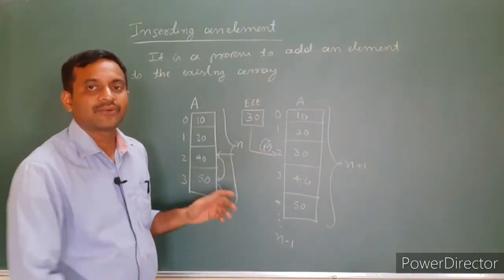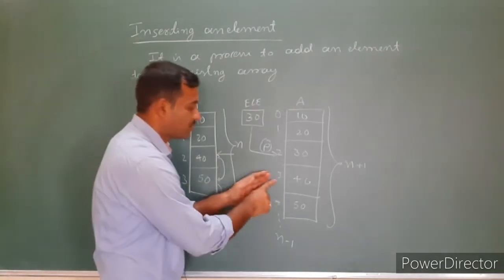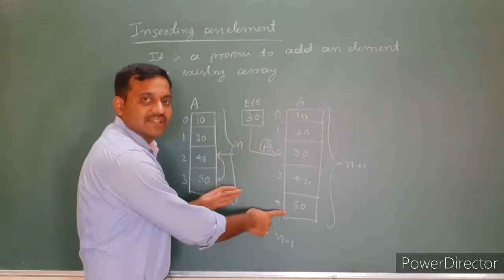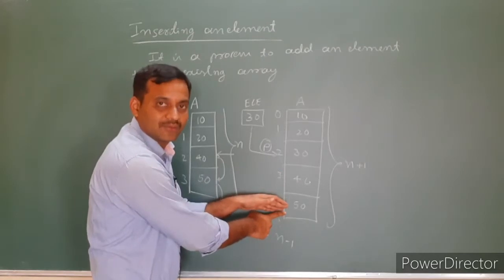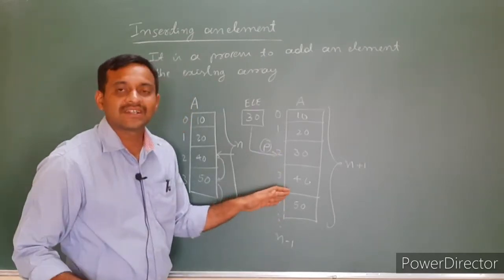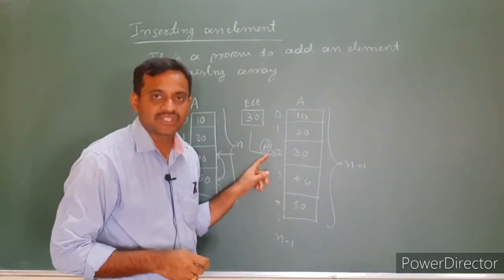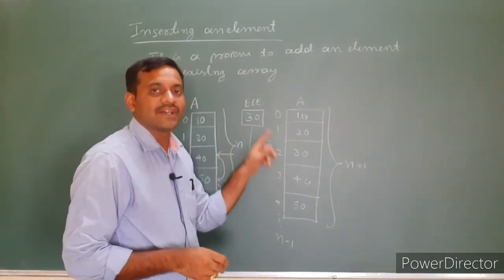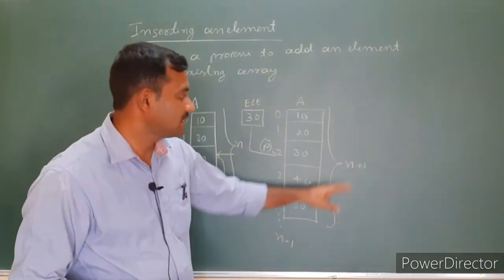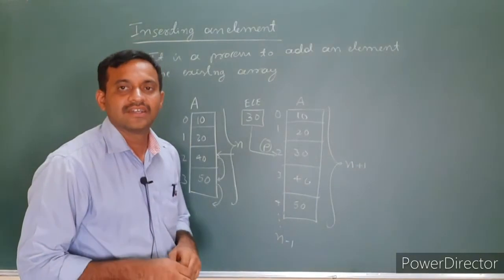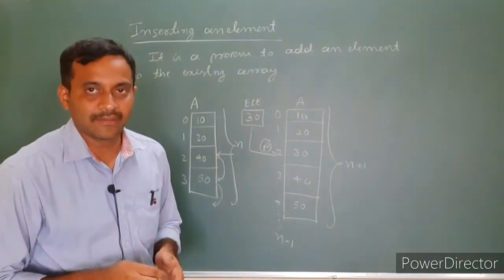After that, we have to shift the nth element to the n plus 1 position. Then for the n minus 1 position, we shift it to the next position. Like this, we shift all the elements. When we reach the given position, at that time we assign our new element. After that, we have to increase the length of the array. So these are the procedures to add a new element.